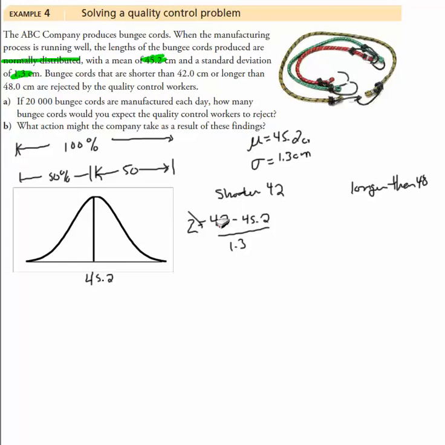Let me fix this here first. And working that out, we will get a z-score of negative 2.461. Now, longer than 48 centimeters, we would take our score, 48, subtract our mean, 45.2, and divide by our standard deviation. And that will give us 2.153.